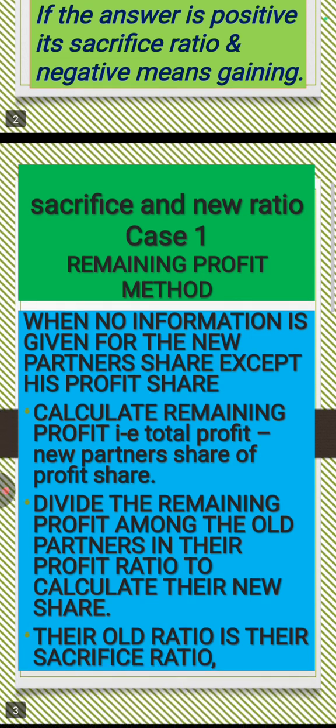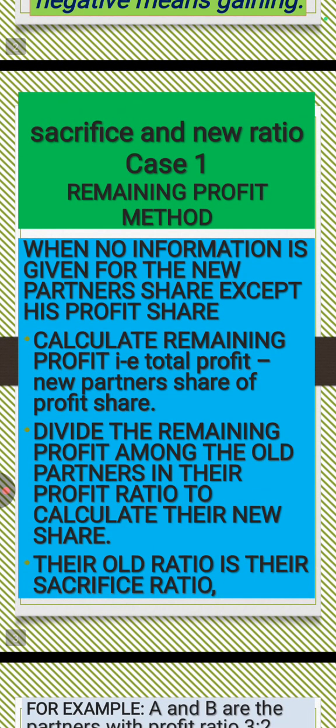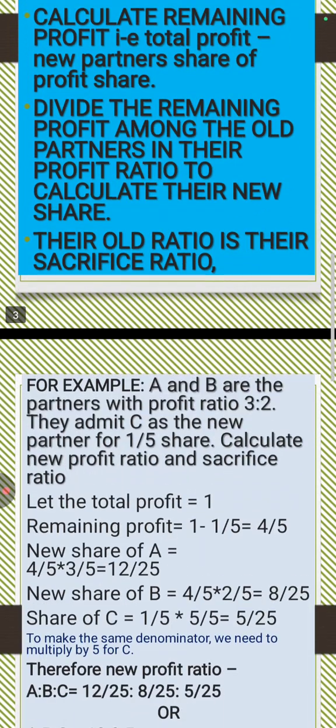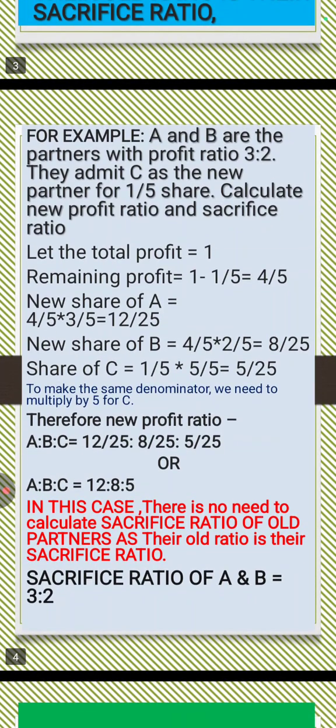Now here's the first case under sacrifice ratio, that is the remaining profit method. This is a very simple method. You apply it when no information is given except the new partner's share. Under this method there are 3 steps. First, calculate remaining profit, which is total profit minus the new partner's share of profit. Then divide the remaining profit between the old partners in their old ratio, and the third step is the sacrifice ratio. Now let's take an example.